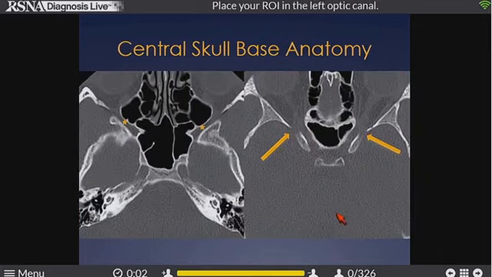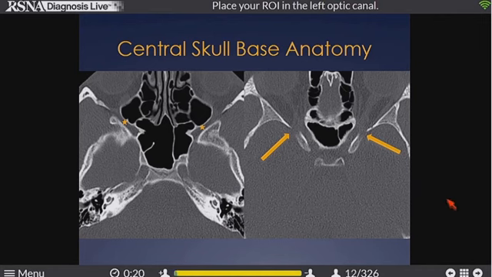So here's our next touch question. I have stars for you here in the inferior orbital fissure, arrows pointing to the superior orbital fissure. I would like you to place a region of interest in the left optic canal. And I did throw left in, I didn't say either.